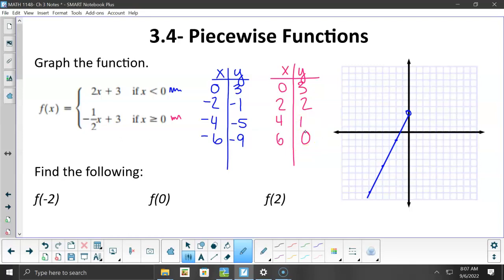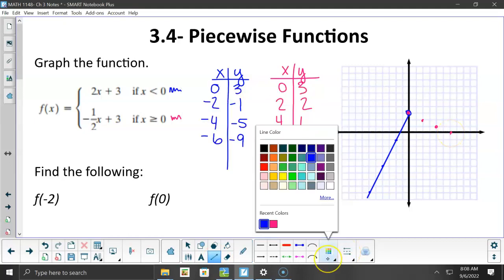All right, so because these start at the same point, like literally I'm going to do the blue open circle with the pink inside. So it's continuous on my graph, but I want to document that the point I'm actually picking is really the pink one. 2, 2, 4, 1. 6, 0.